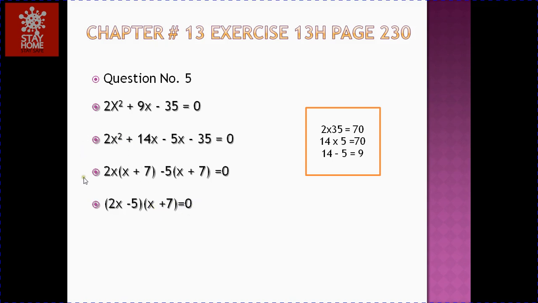You can skip these two steps if you can. If you want to solve them separately, no problem. You can directly write this step: 2x minus 5 into x plus 7 equals 0. So now 2x minus 5 equals 0 and x plus 7 equals 0. x equals 5 over 2 and x equals minus 7. So these are the two answers, or the roots, of this quadratic equation with the value of a other than 1.